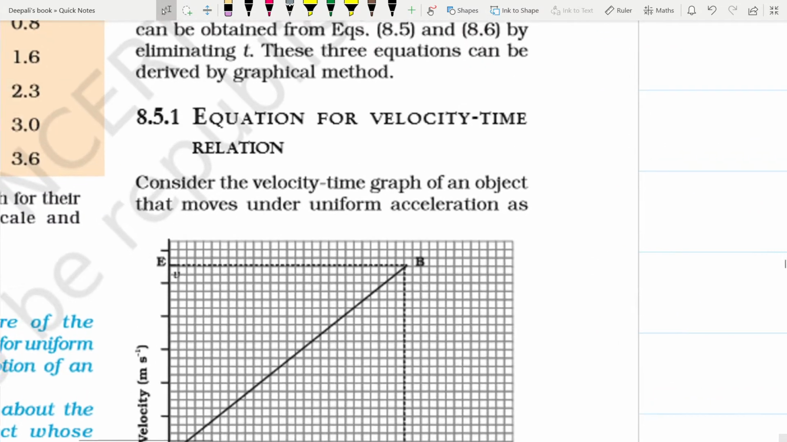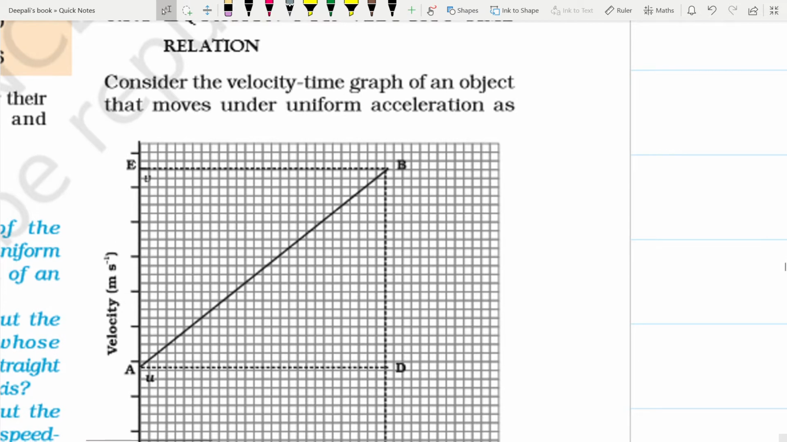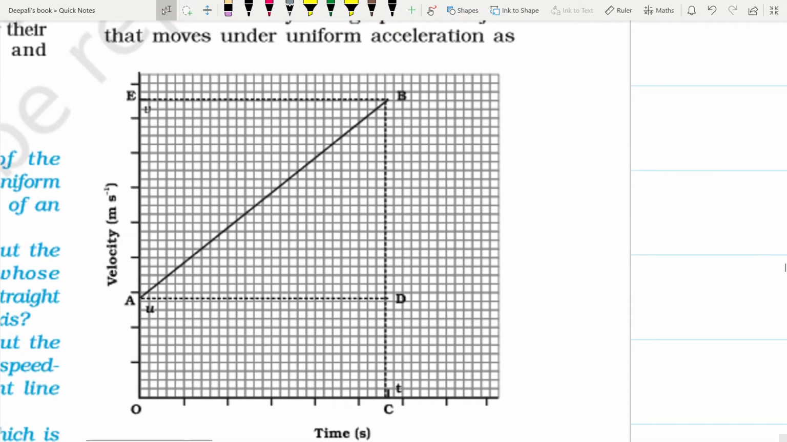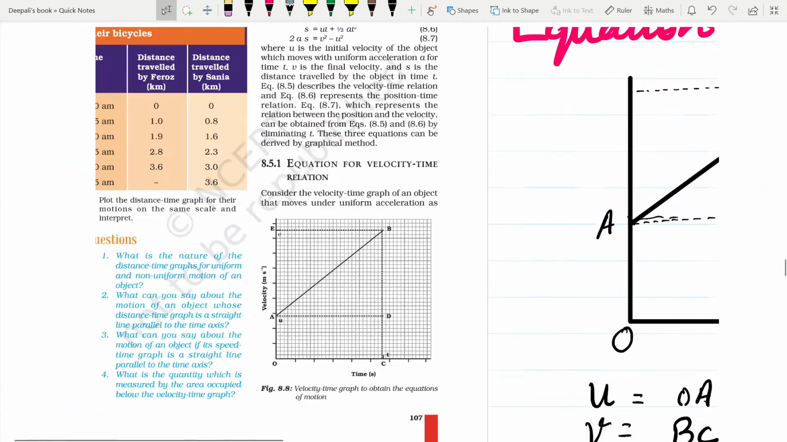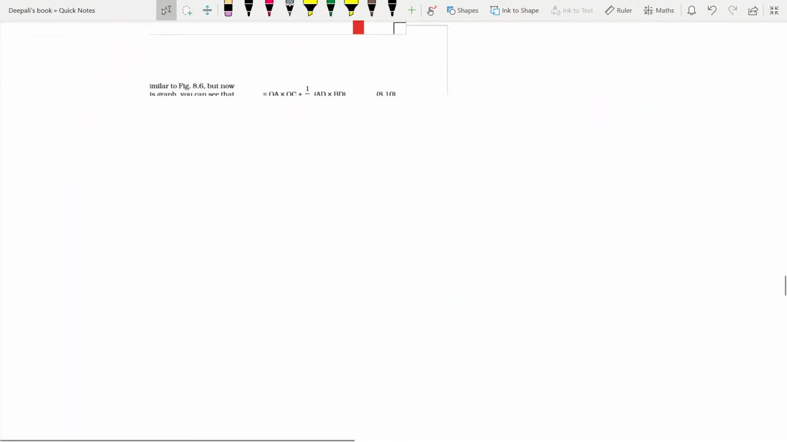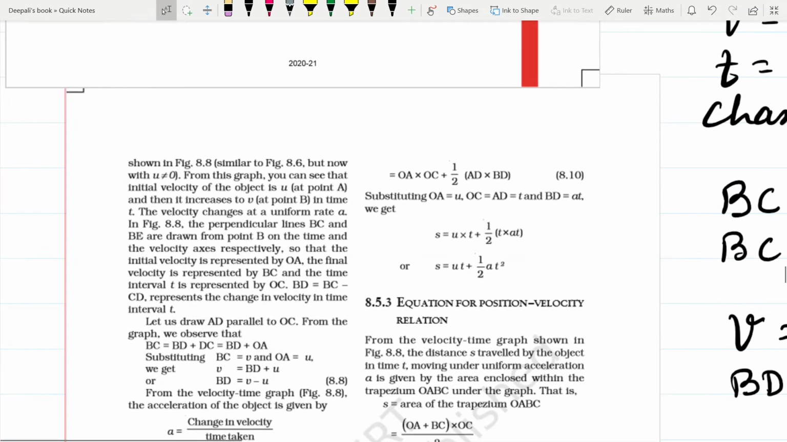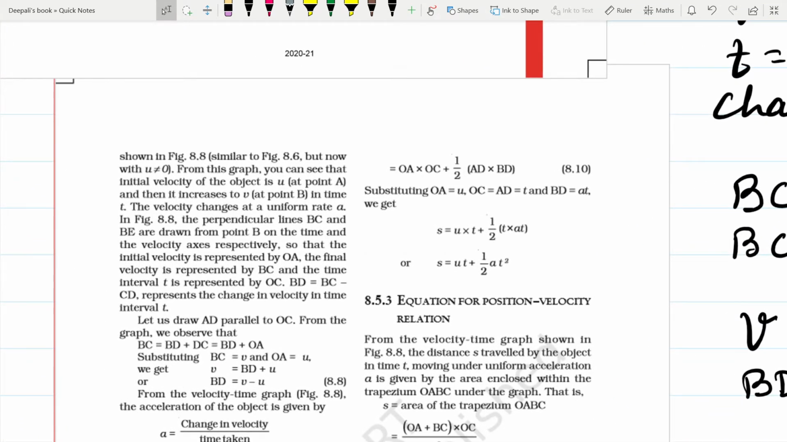Now let us consider a velocity time graph of an object moving under uniform acceleration as shown in the diagram, where velocity is on the y-axis and time is on the x-axis. As you can see in this graph, the initial velocity of the object is u at point A, and then it increases to v at point B in this time t. The velocity changes at a uniform rate a.